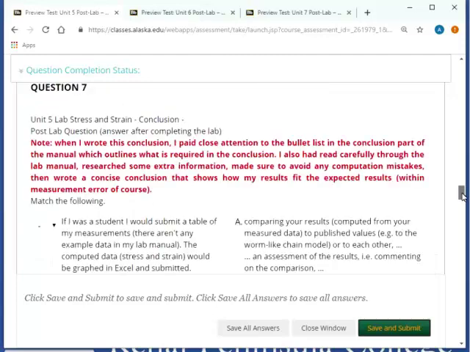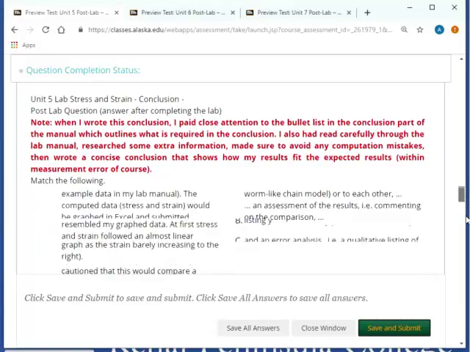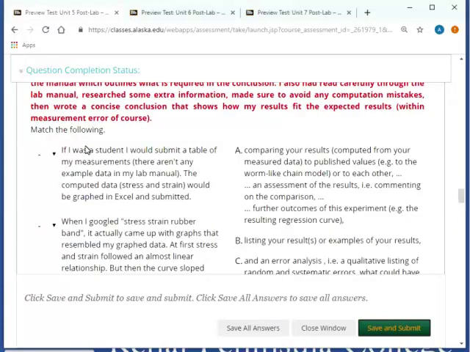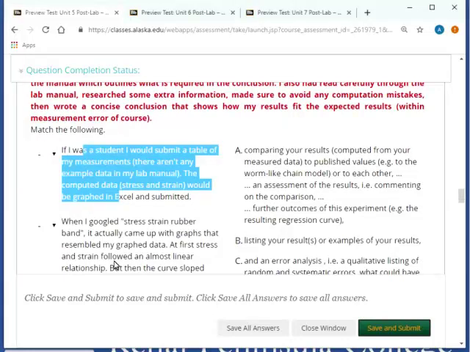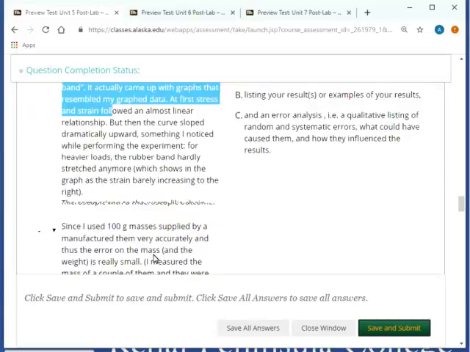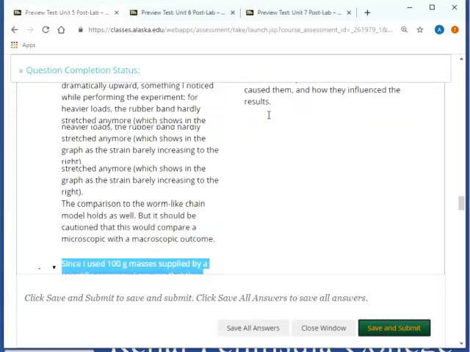All right, the conclusion, I think there are only 3 parts for this one here. So this one here would be listing the results. Then this one here would be comparing the results. And then the last part right here then would be the error analysis.